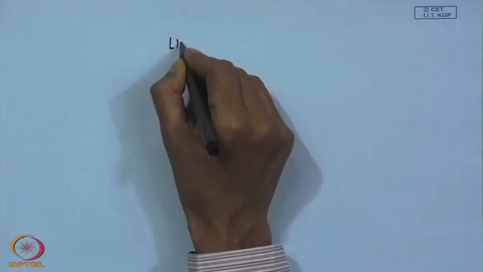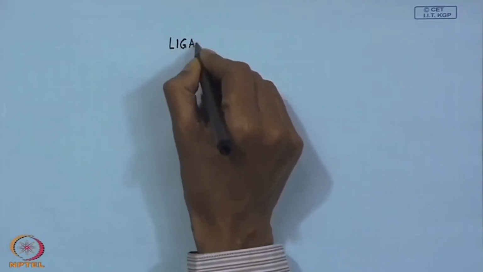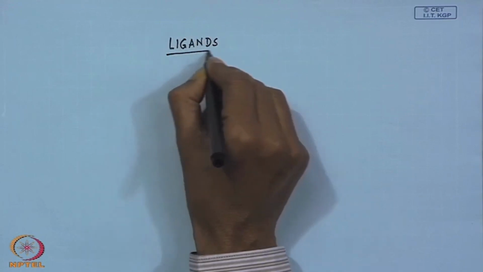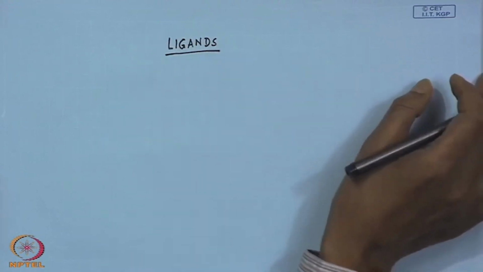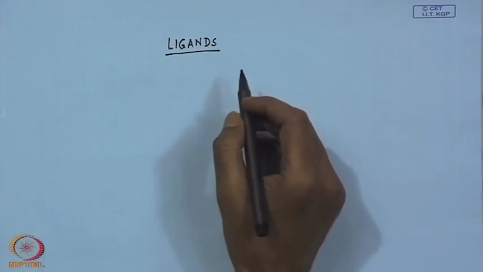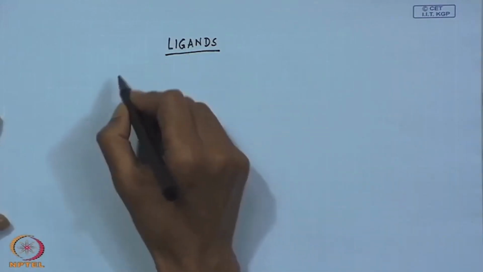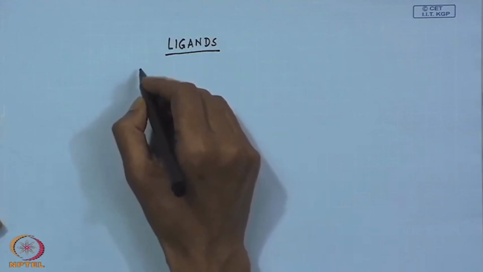Good evening, everybody. Today we will just continue the classification of the ligands. In the first part, we have seen how we can classify the different ligands in terms of their denticity, that means the number of donor atoms.